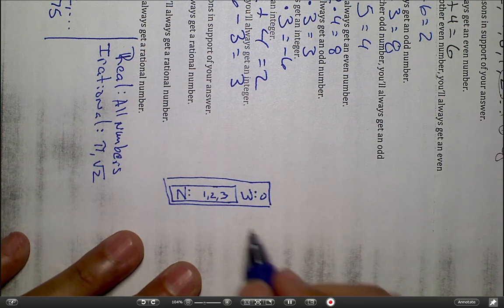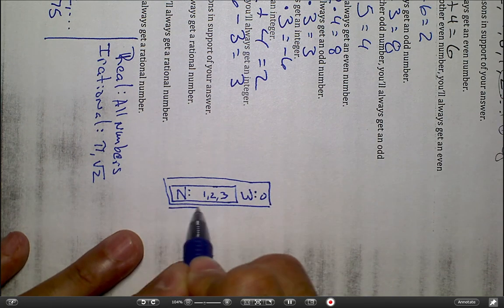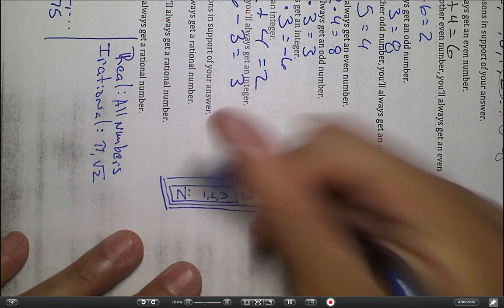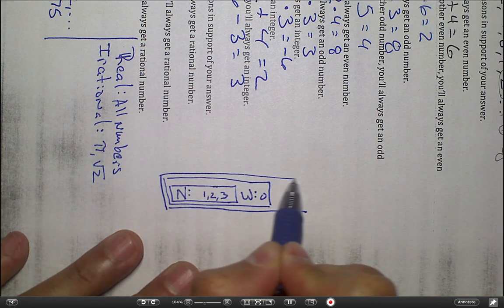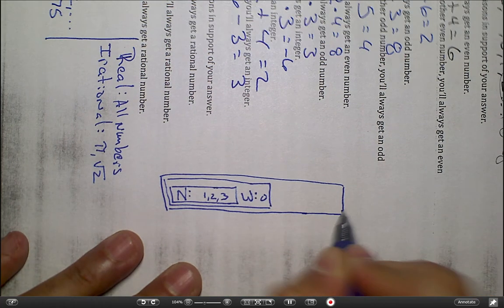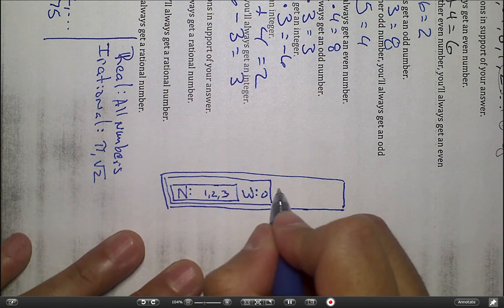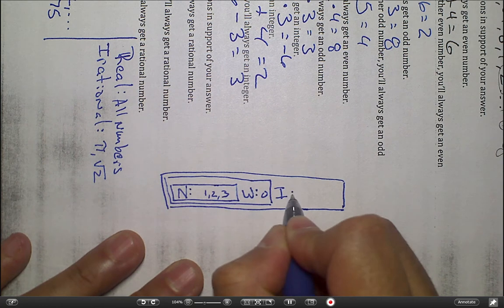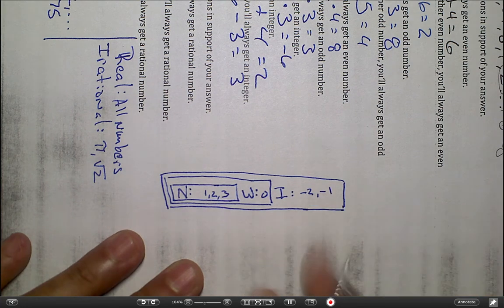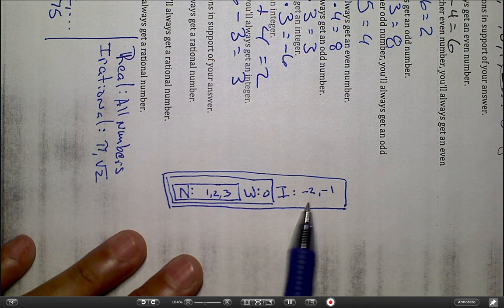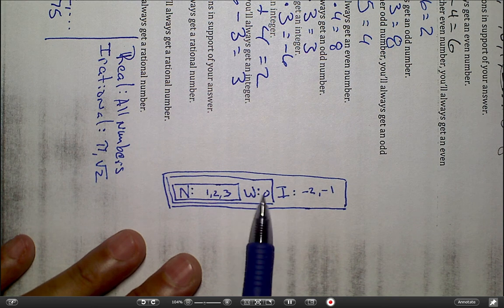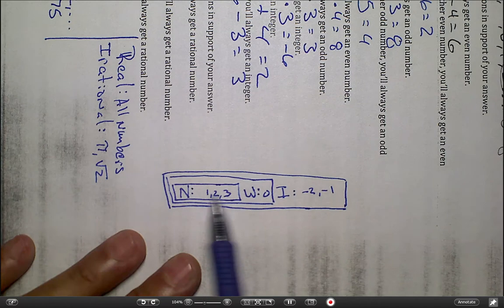Next one. Outside of this natural, I'm going to have integers. So integers is going to be my negative numbers. So -2, -1. An integer is everything that is less than that also. So integers also have zero and they have 1, 2, and 3.